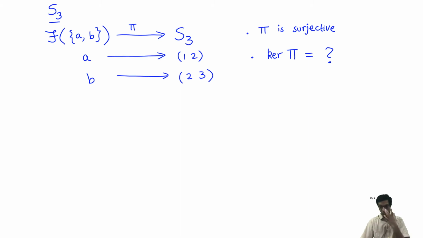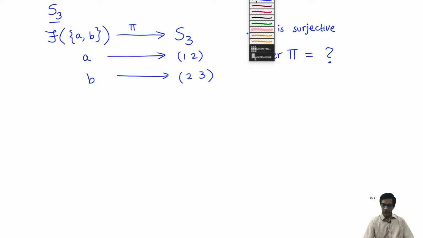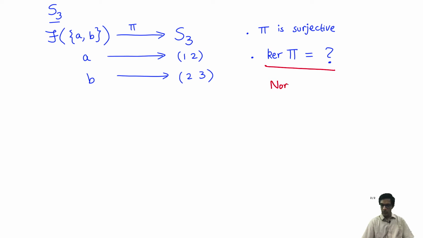Now, there are some obvious elements in the kernel which we can immediately write down. Before that, recall that the kernel is certainly a normal subgroup of the free group. Let me just abbreviate the free group to F. So, this is property 1 of the kernel, and here are some elements in the kernel.